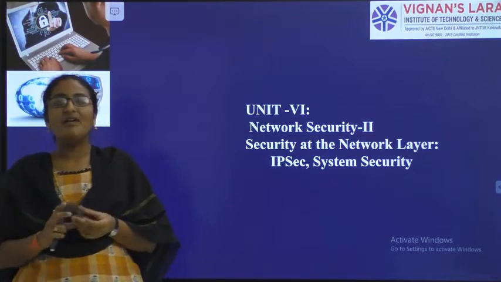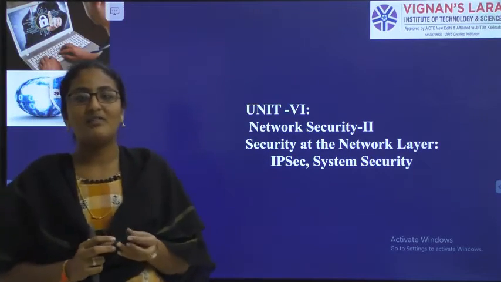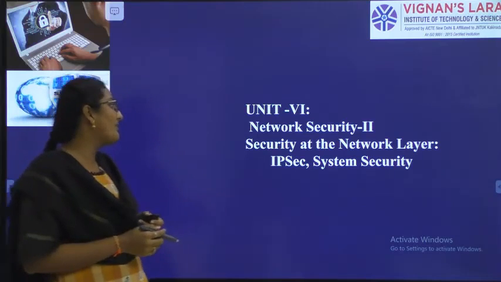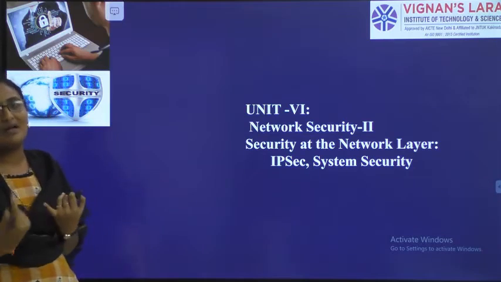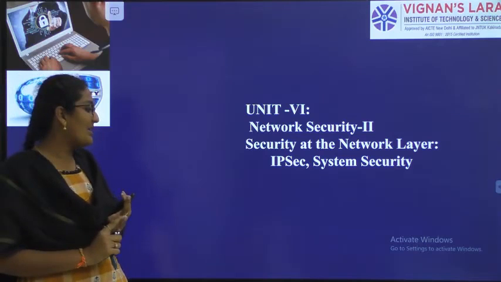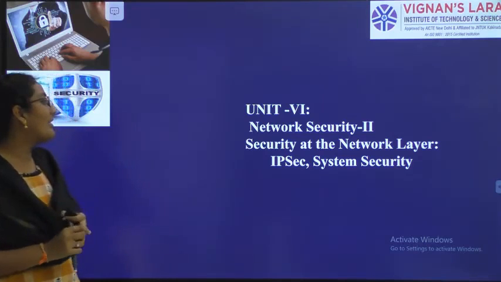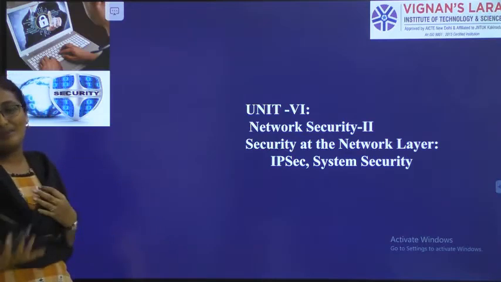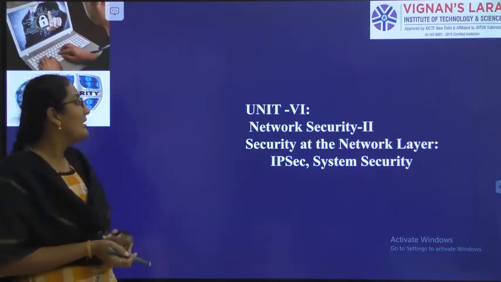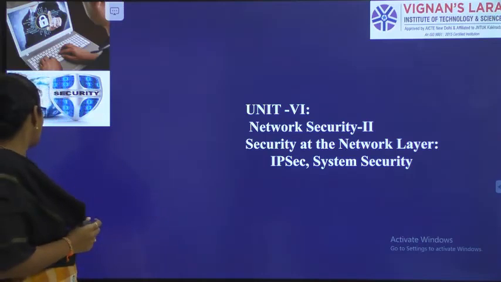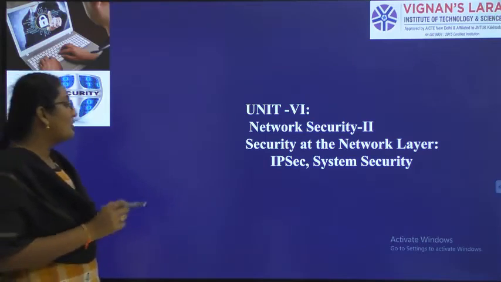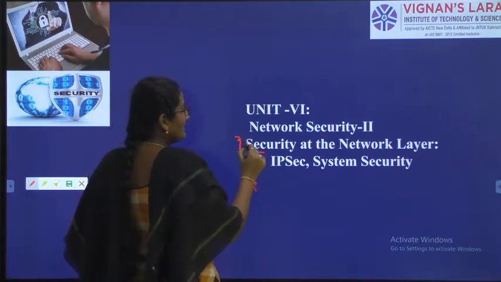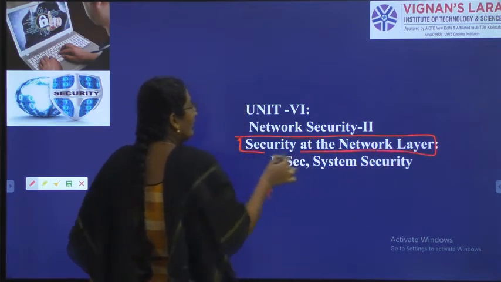So good morning everyone. We have started unit 6 of cryptography and network security and we have seen the introduction. As I already told you, unit 6 is network security part 2, and unit 5 is network security part 1. In part 1 we have seen what the protocols are and what layers we have. In part 2, we are going to discuss only two topics, security at network layer.